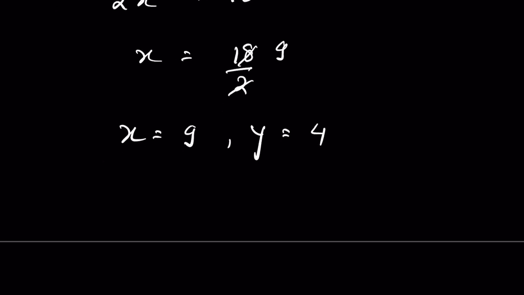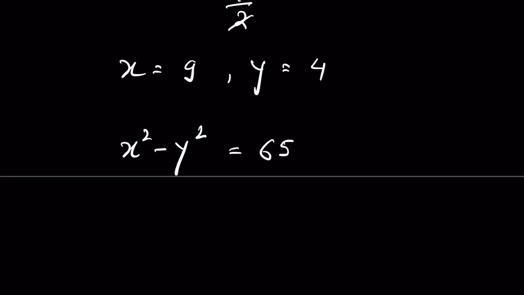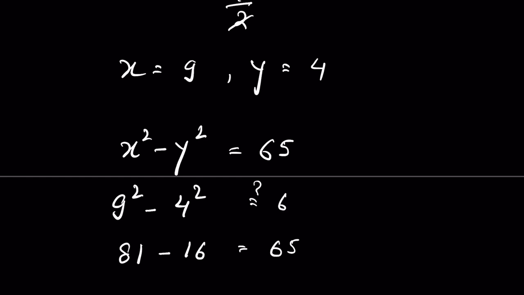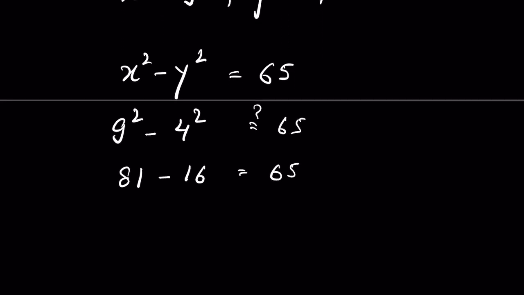Now let's check 9 and 4 for the solution. x square minus y square is equal to 65. x square is 9 square, y square is 4 square. 9 square is 81, 4 square is 16. 81 minus 16 is equal to 65. So the other solution is x is 9 and y is 4.